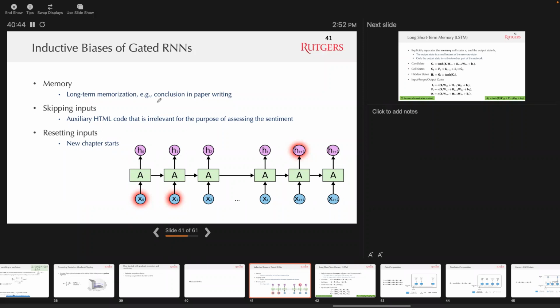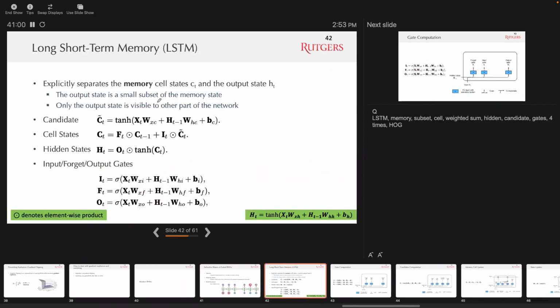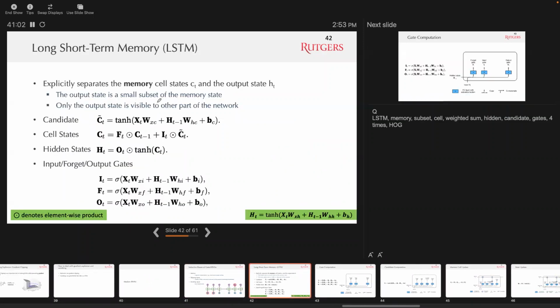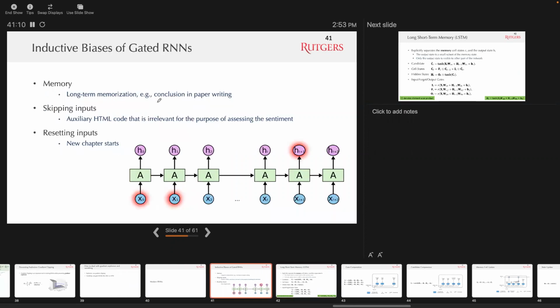So these are all very high-level ideas of what gated RNN can do. But next, let's talk about something more concrete. This is a very commonly used gated RNN, called the long short-term memory model, and this model has the capability of achieving exactly these three inductive biases.